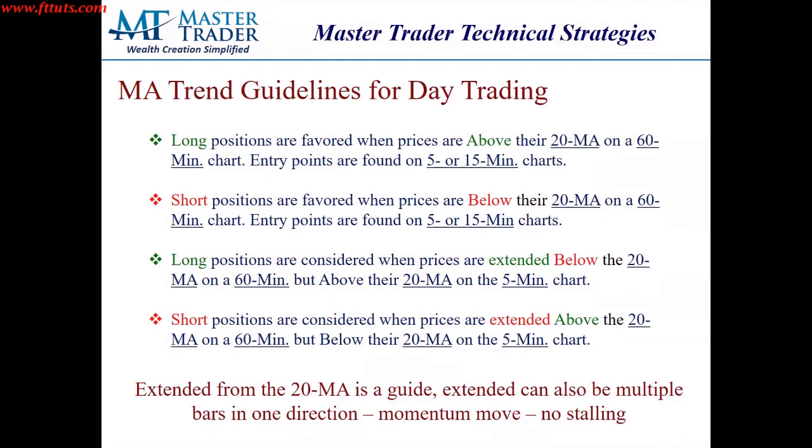Short positions are considered when prices are extended above the 20 MA, or a climactic type of sell setup on the 60-minute chart, and then below their 20 MA on the 5-minute chart. So extended from the 20 MA is a guide. It could be multiple bars moving in one direction when momentum is moving and there's no stall.